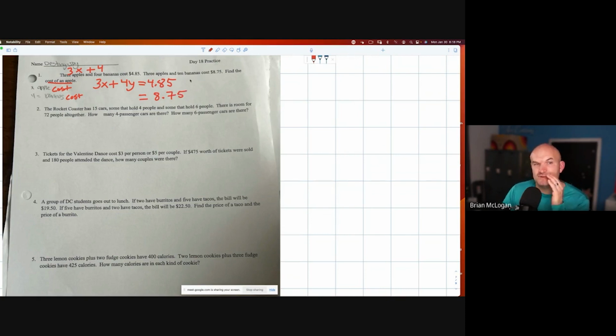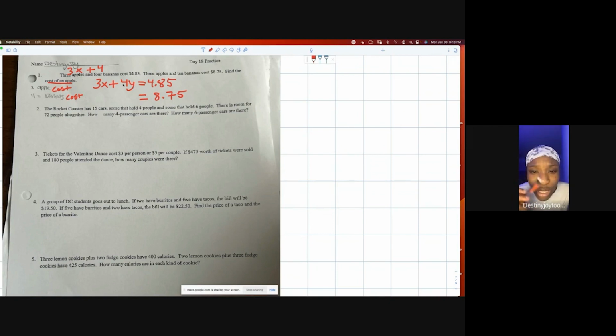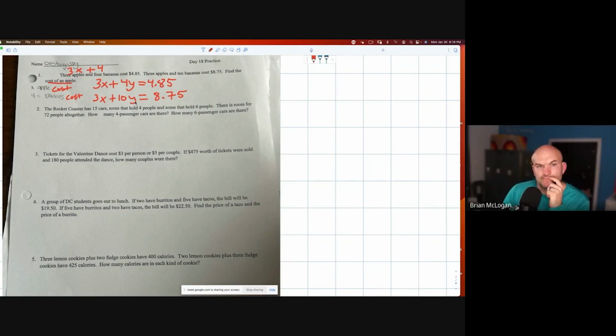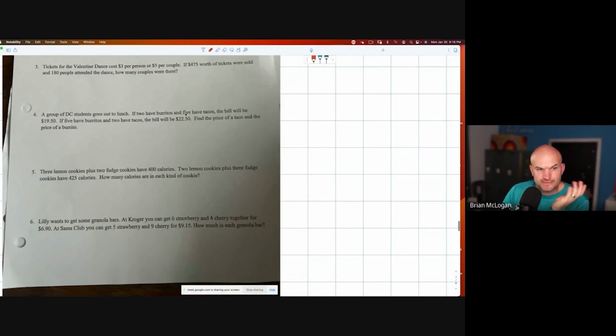So what relationship do you think this one's going to be? Like, what equation can you write for this one? That one will be 3x plus 10y equals $8.75. Good. And then you're going to have to solve this algebraically, which I'll go over 2 ways to solve algebraically for you. Okay. All right. Let's pick another one out from here.